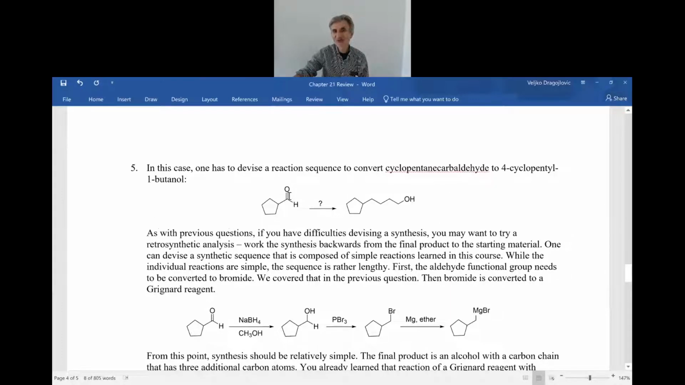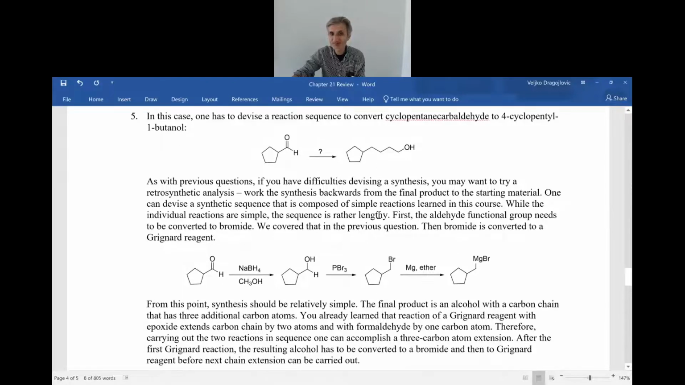It's always a good idea when you're given names to write that down. And you can see cyclopentane carbaldehyde. This is butanol, 1-butanol, carbon 4-cyclopentyl group, so 4-cyclopentyl 1-butanol. What you can see is that you have here one carbon substituent on a cyclopentane ring, and in the product you have additional 3 carbons, a 4 carbon substituent. So we need to extend this chain by 3 carbon atoms to 4 carbons.